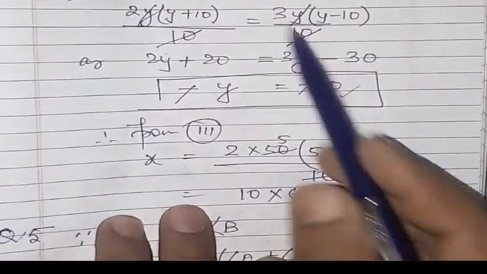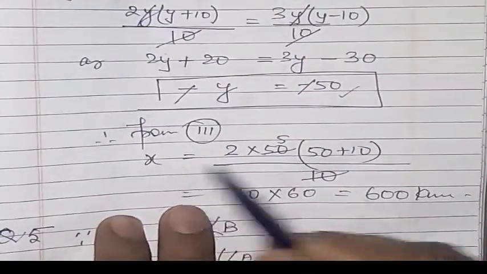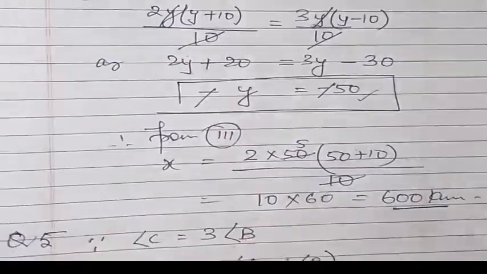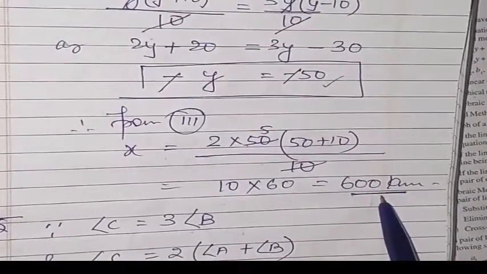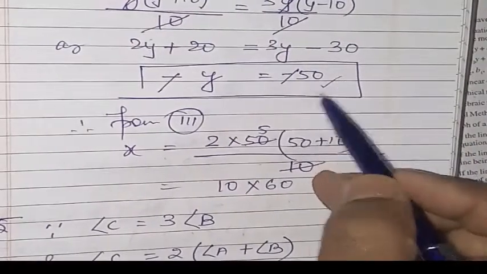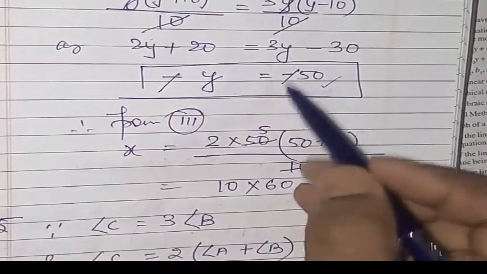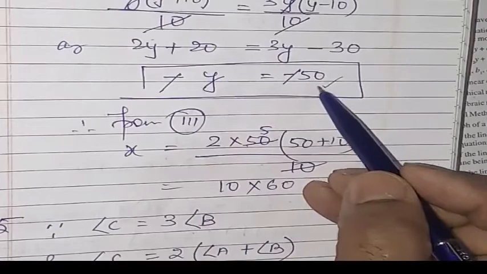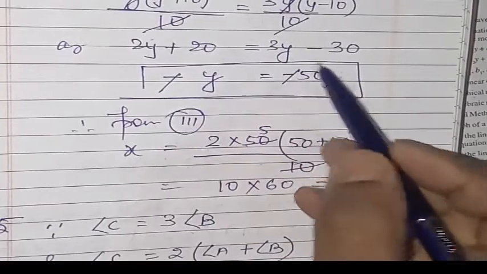2y plus 20 is equal to 3y minus 30, so y is equal to 50. Putting this value y = 50 in equation 1, x is equal to 600 kilometers. This is the distance covered by the train. If you want the speed of the train, uniform speed, that will be 50 kilometers per hour.